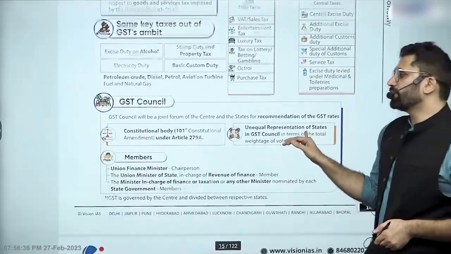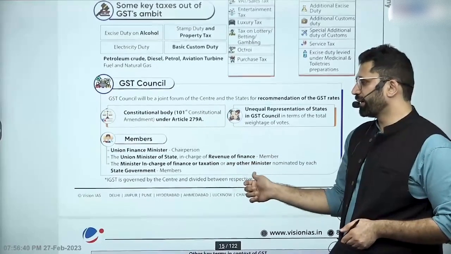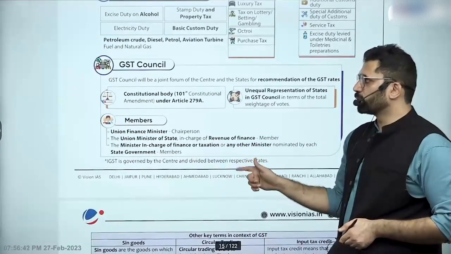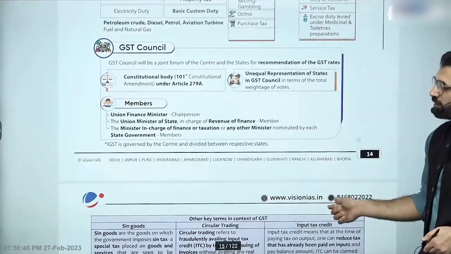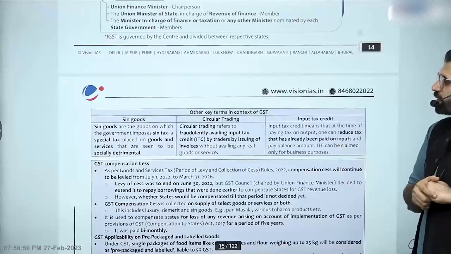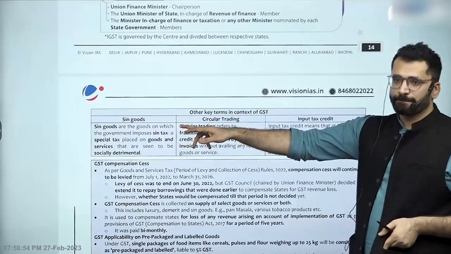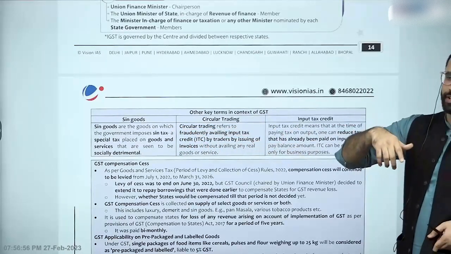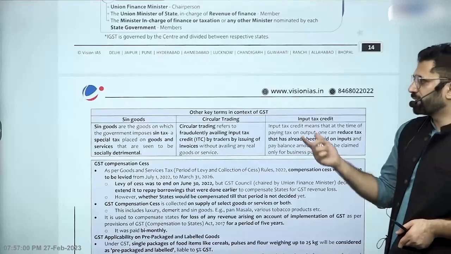GST Council, Center and States, Article 279A, more powers to the center as compared to states, the unequal representation of states in terms of total weightage. Sin goods, circular trading, input tax credit. What is a sin good? Non-merit goods which have a negative impact on the society. For example, alcohol, cigarettes, sin goods.